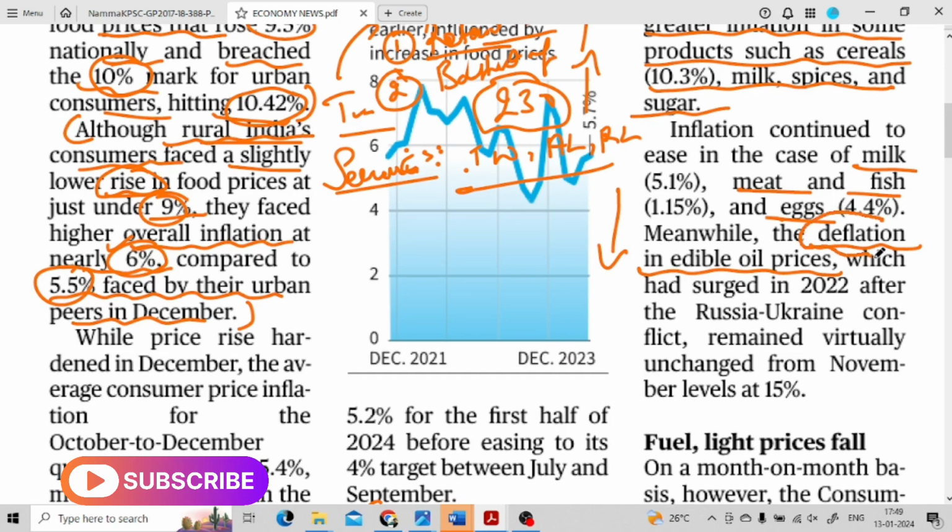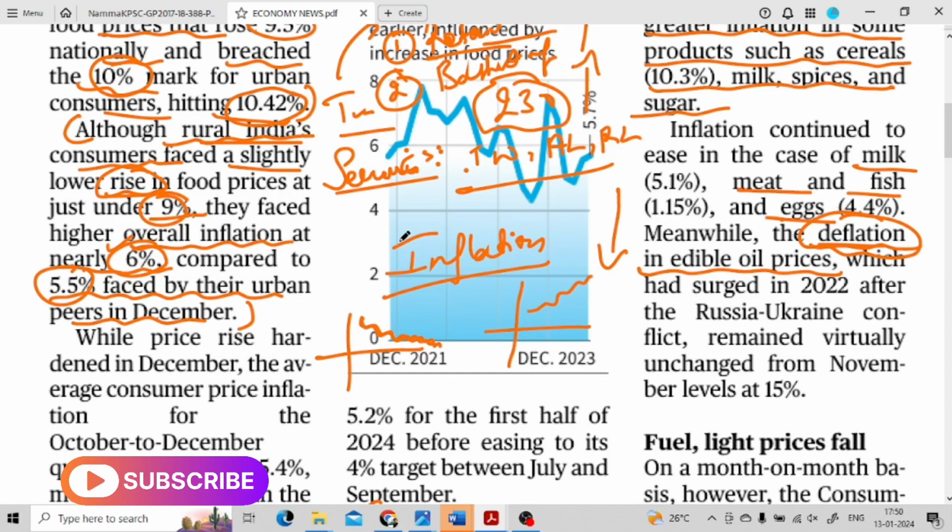There is also a definition mentioned about deflation. What do you mean by deflation? It is the opposite of inflation. What have we understood about inflation? A gradual increase in the prices of goods and services over a period of time. Deflation means a gradual decrease in the prices of goods and services over a period of time.